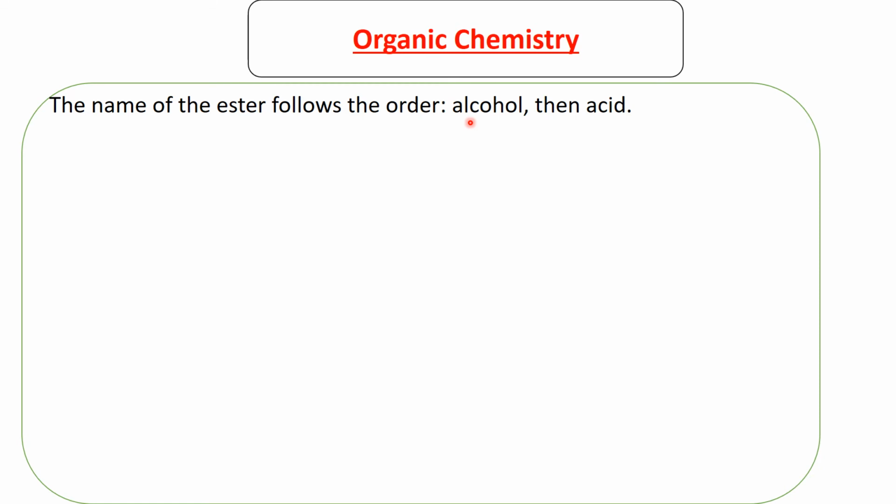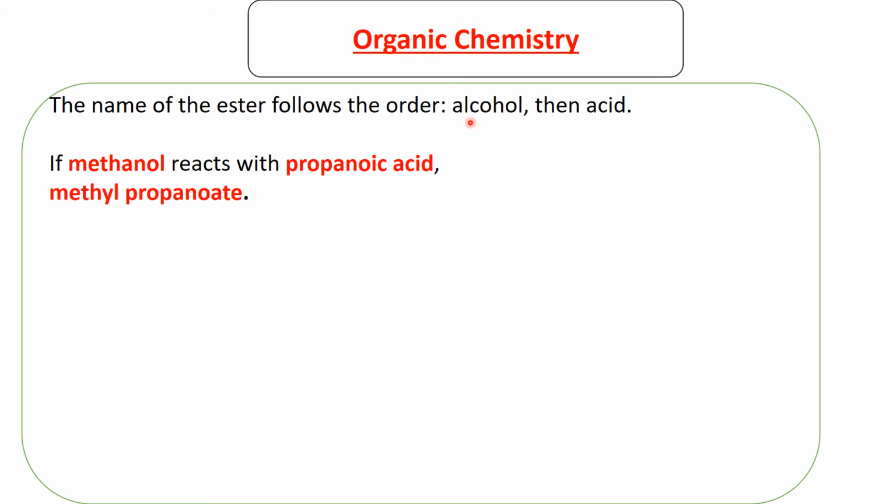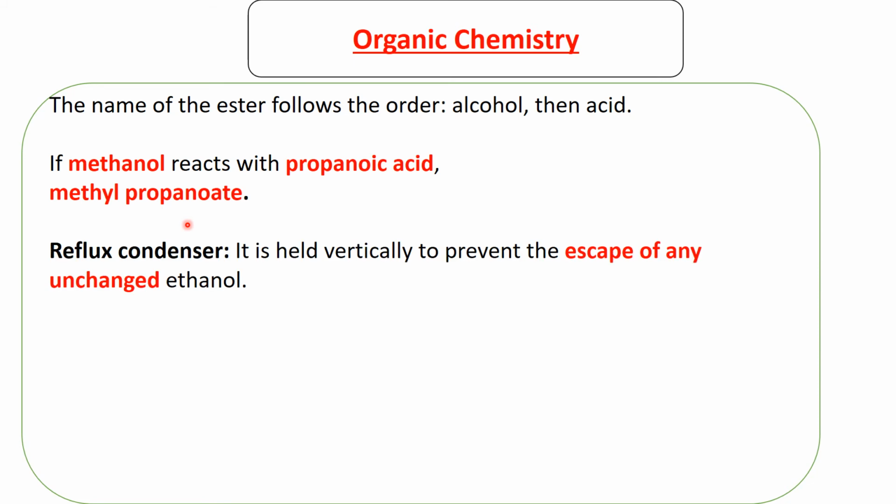Okay, so for example, if methanol reacts with propanoic acid, then the ester that's going to be formed is going to be called methyl propanoate. So the alcohol, we're going to get the name of the alcohol and put YL here, methyl. Then propanoic acid, we're going to get the prop here, and it will be propanoate. That's how to name esters. Then the reflux condenser, just an emphasis, it is held vertically to prevent the escape of any unchanged ethanol.